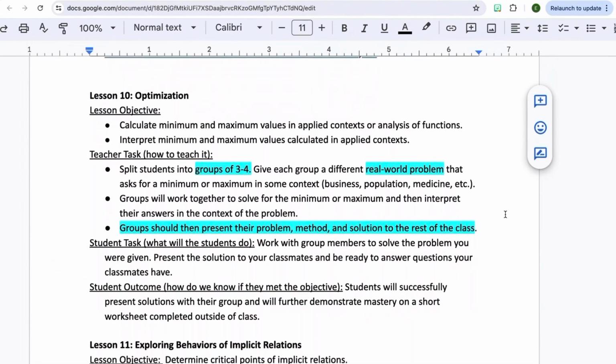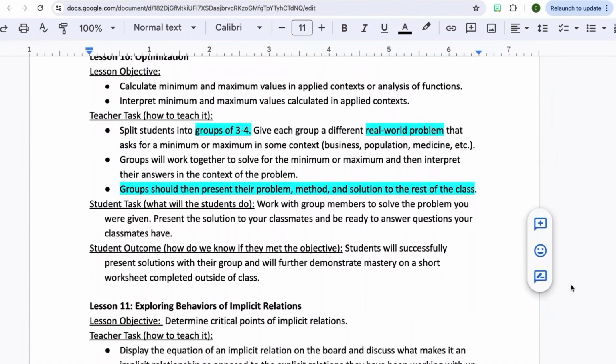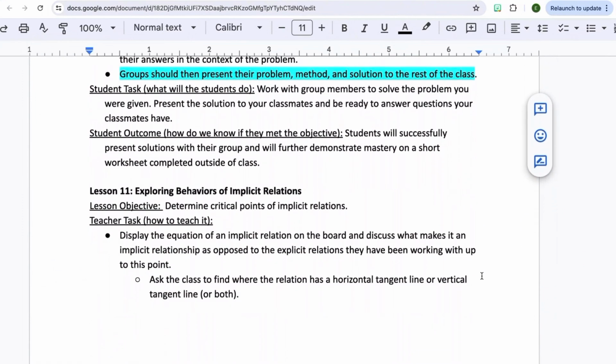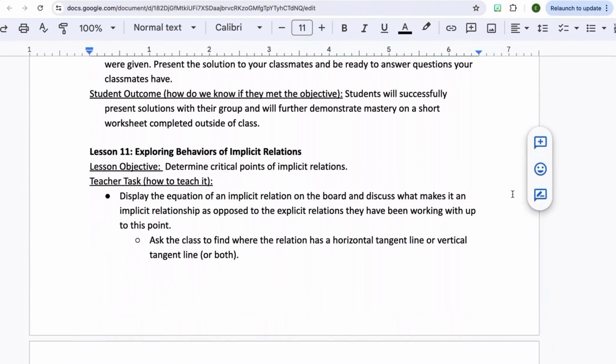Lesson number 10, optimization, more group work and real world problems in any sort of context: business, population, medicine, anything. And then we talk about how those derivatives should be interpreted in the real world. And that tends to be the more difficult part, just because we haven't done that up to this point. So they talk about what that means.